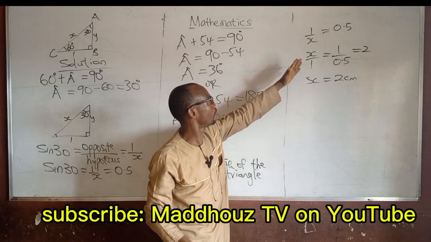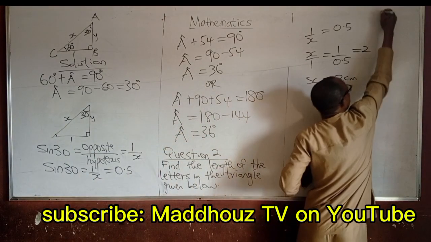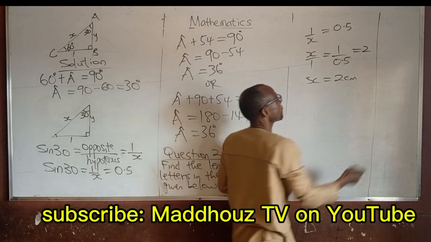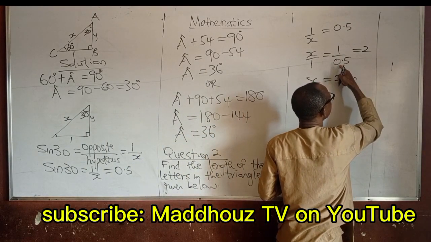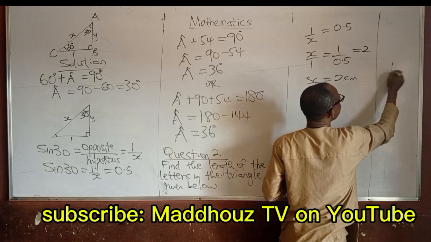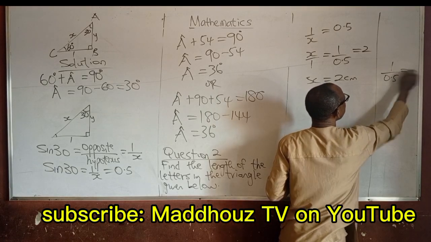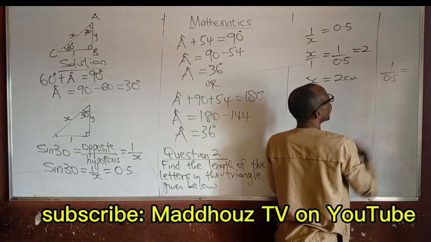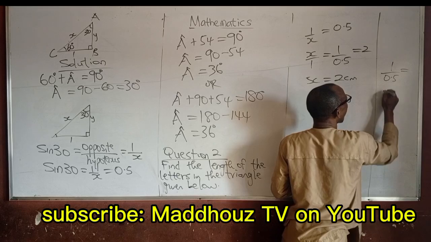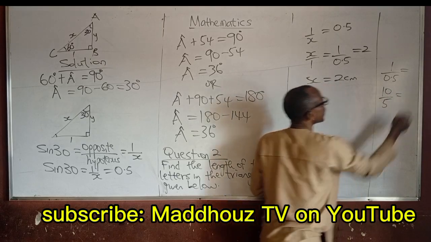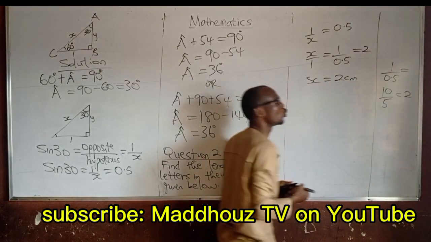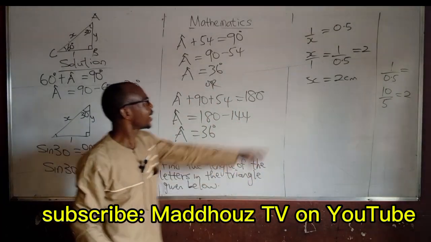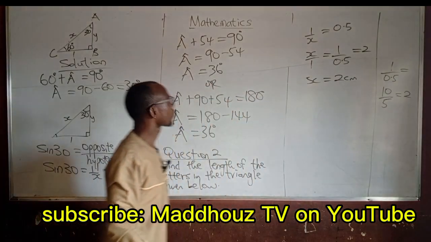Some persons may not understand this, so let us do this division here so that we understand it. Now look at 1 over 0.5. If we want to remove the decimal point, we move it once and add a 0 to the top. It will become 10 divided by 5, and 10 divided by 5 will give you 2. Simple. That's how we get this one. So our x is now 2 cm.